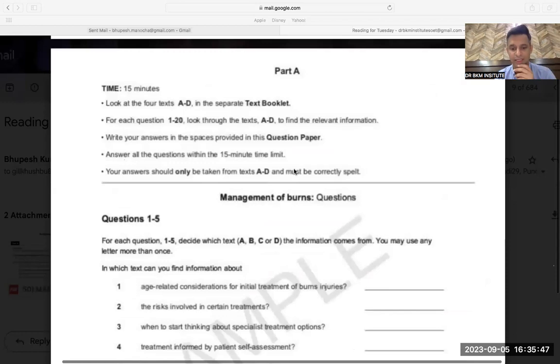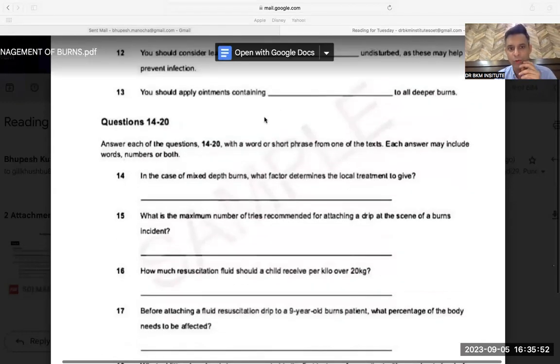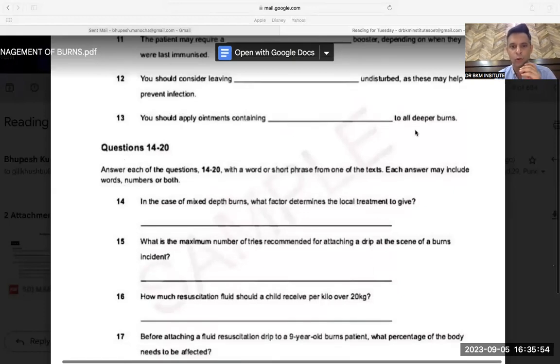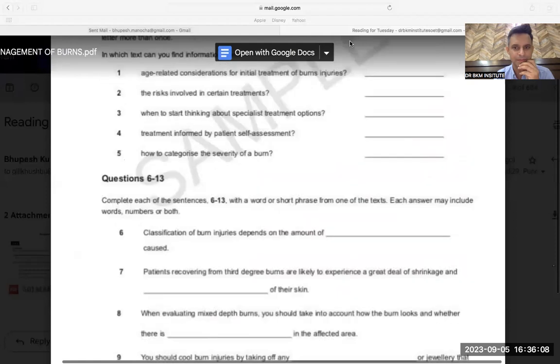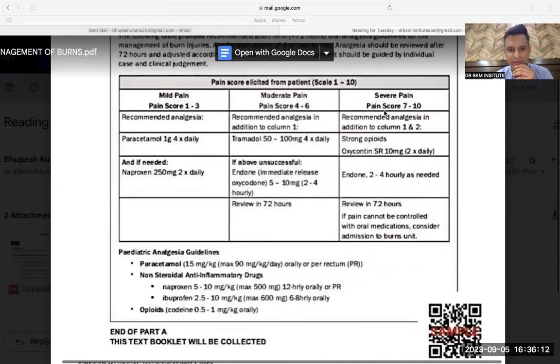Tetanus booster, I guess. So again, going to the next question, you should apply ointments containing dash to all deeper burns. Again, it would be in the treatment part. That is what is saving my time. I know it would be either in C or in D. You should apply ointment containing dash to all deeper burns. So deeper burns, that was in the classification, I think.